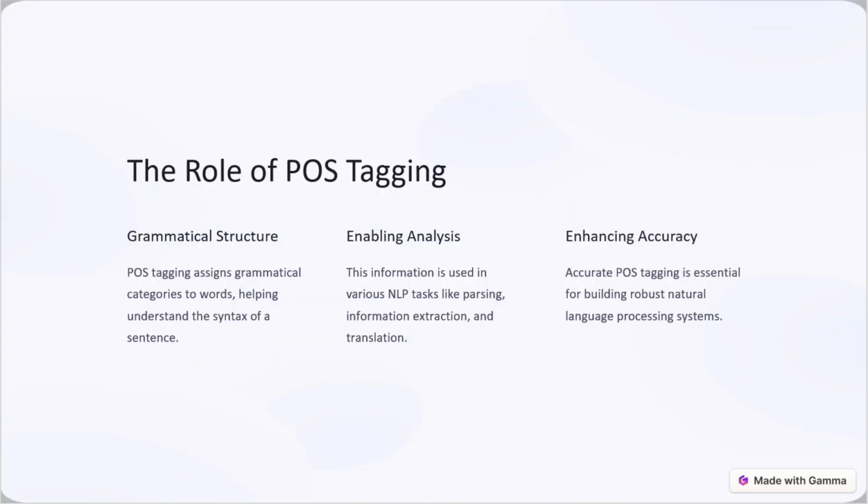Part of speech tagging, or POS, is the process of assigning grammatical categories such as noun, verb, adjective, etc. to each word in a sentence based on its syntactic role. Part of speech tagging helps in understanding the grammatical structure of a sentence and is used in various NLP tasks such as parsing, information extraction, and machine translation.